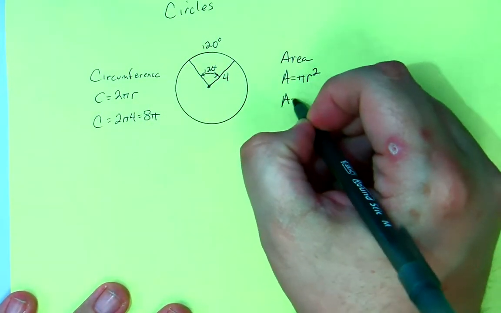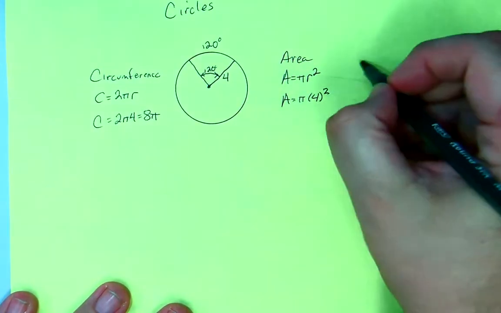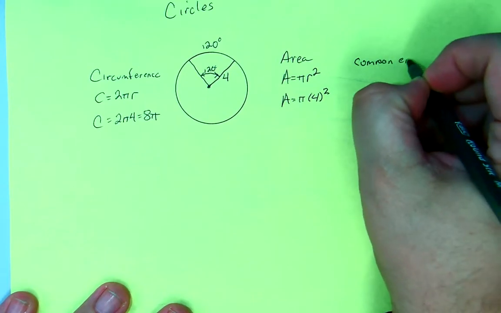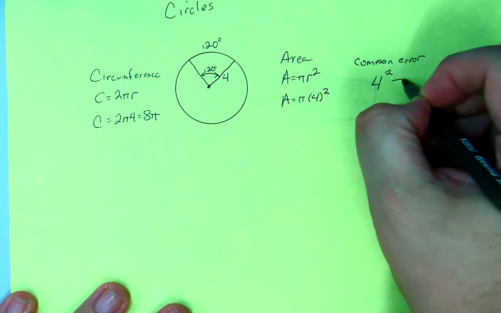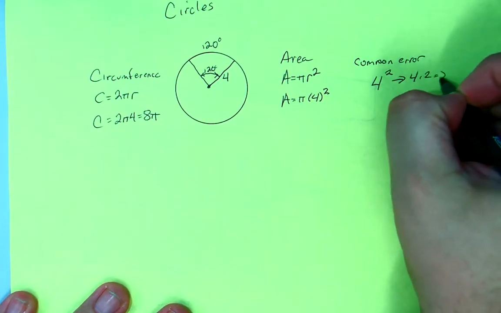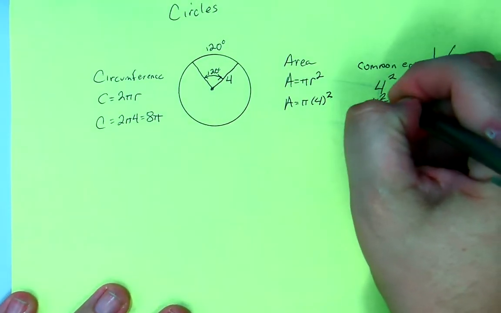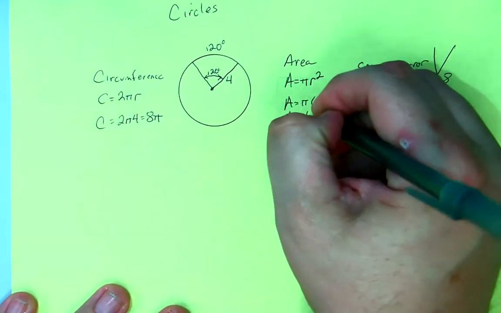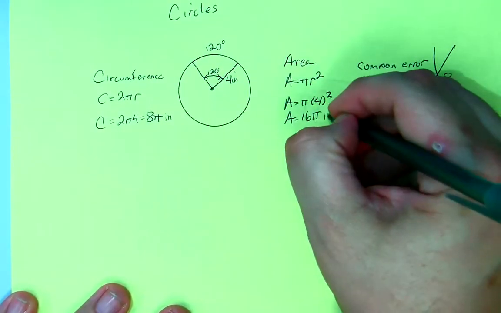Our area is going to be pi times 4 squared. Now, the biggest common error is students take 4 squared and just say, hey, that's 4 times 2, I get an 8. No, we do not want that. Remember, 4 squared means 4 times 4, which is 16. So my area is 16 pi. Let's say that's inches, so this would be inches squared.